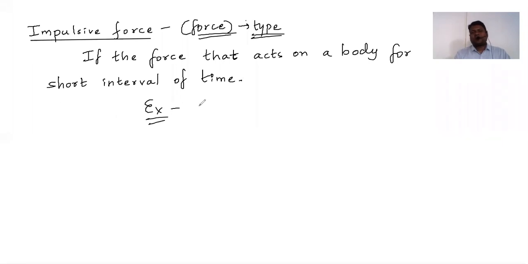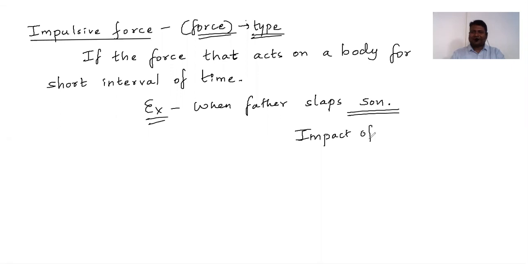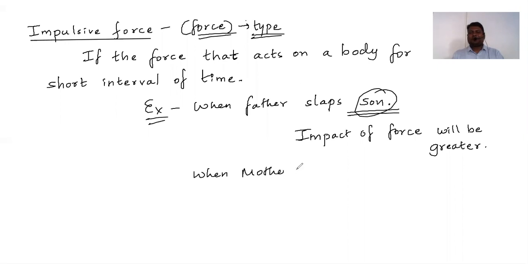Sir, example, when father slaps son, the impact of the force will be greater. Okay, sir, why only for son, sir? When mother slaps daughter, sir, now this is okay. Hmm? Simply this is for gag. Okay, this is for gag, mazak. Don't take anything seriously.